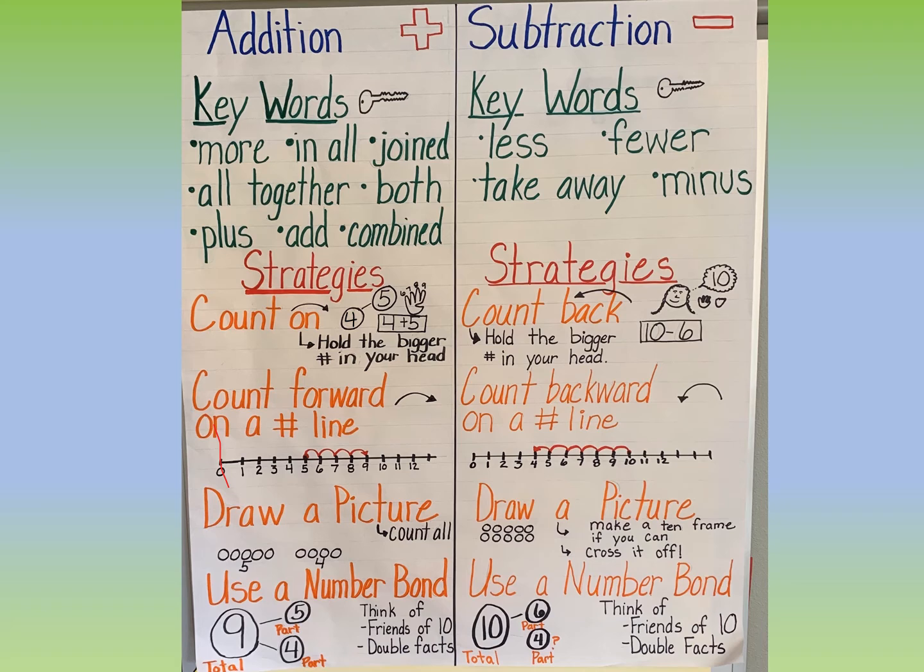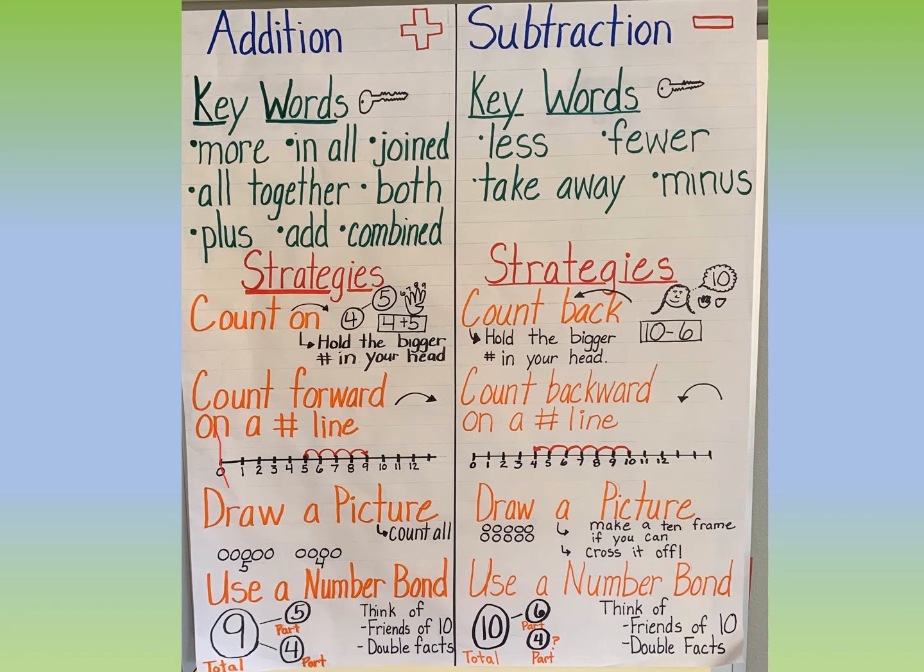Use a number bond. The total number was 9. One part was 5, another part was 4. Think of friends of 10 and double facts.